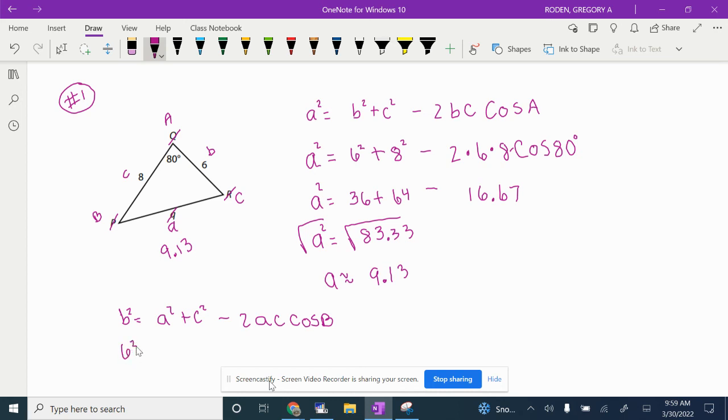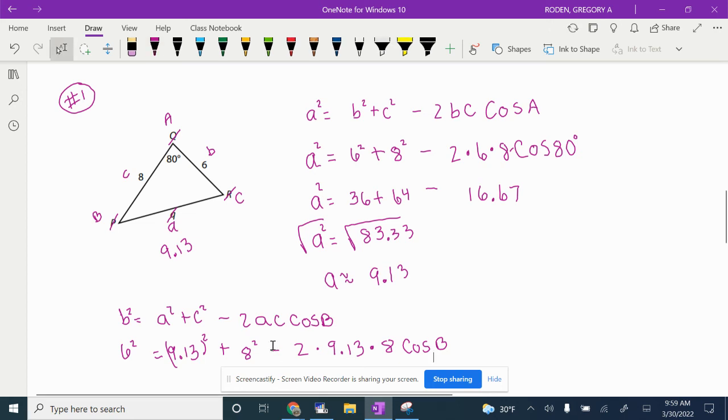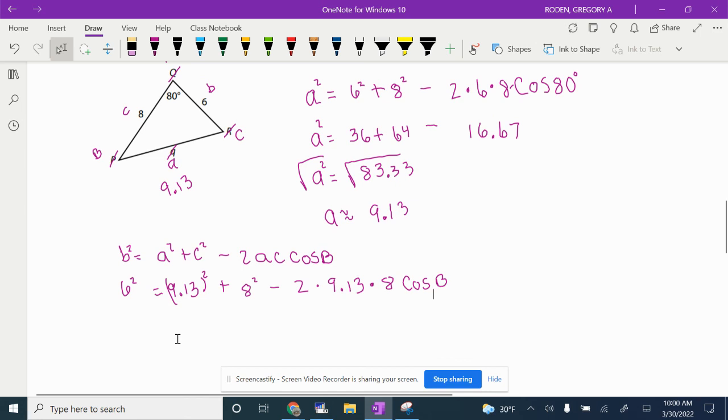We'll not even square yet. So 6 squared. What are we going to put in for A? We'll say about 9.13, and we're going to square that, right, guys? Plus, what are we going to put in for C? We'll put in 8 squared minus 2 times 9.13 times 8 times the cosine of B, right? You guys with me on that? Any questions on what I've done here? Okay, definitely calculator time here.